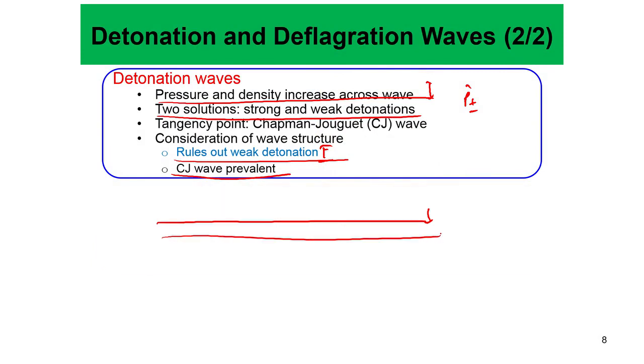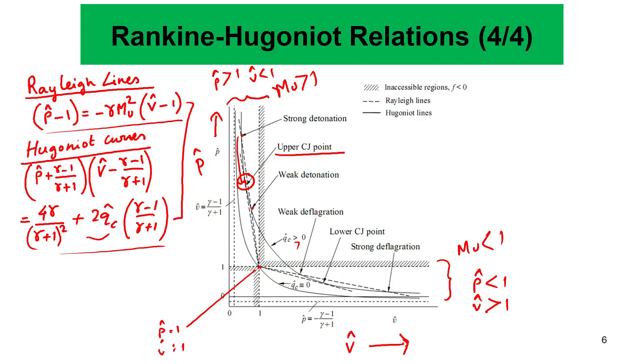And the strong solution, which has the large pressure drop, that is, this point where P cap is much less than 1, is ruled out, and that comes from the entropy consideration, because you will see that the entropy decreases by crossing such a wave, which the second law of thermodynamics does not allow, whereas this is the weak deflagration. Also interesting to note is that this point, this P cap, is very close to 1.